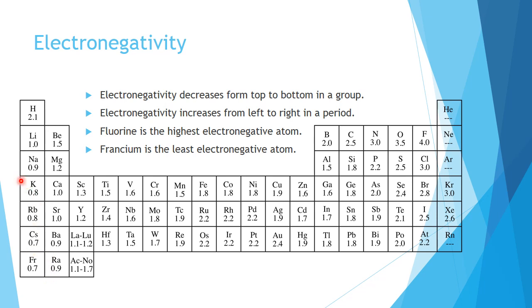And if we talk about the highest electronegative elements, going from left to right in a period increases the electronegativity, and the most electronegative element of a group is the one which resides at the top. Therefore, fluorine is the most electronegative element in the periodic table. As you can see, its value is 4.1.